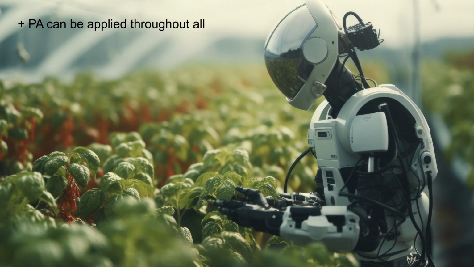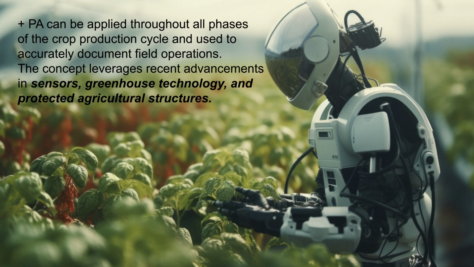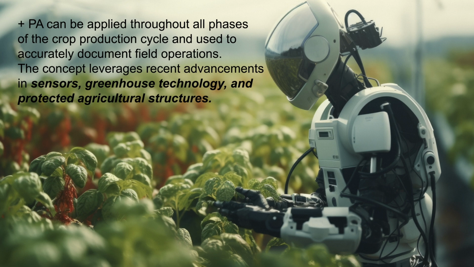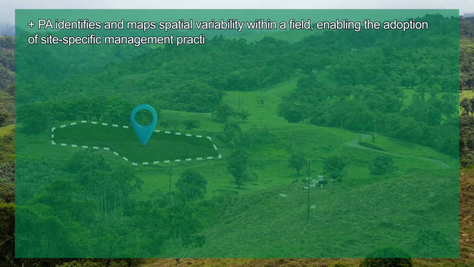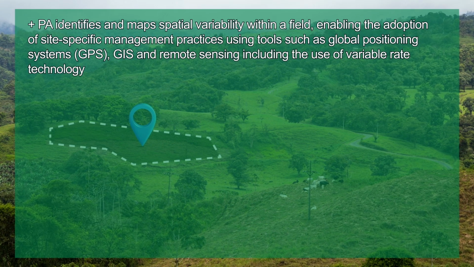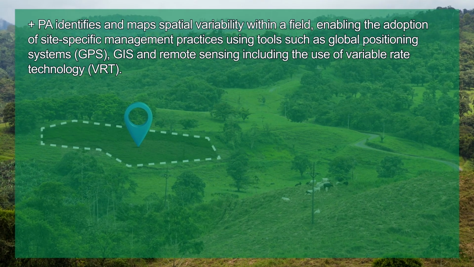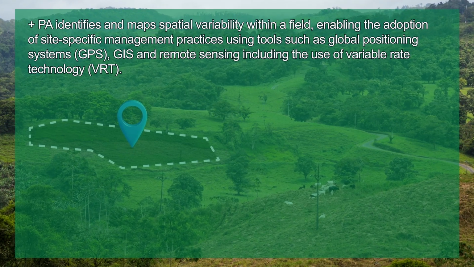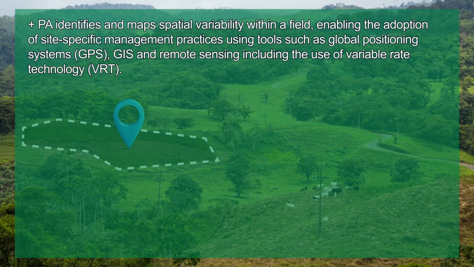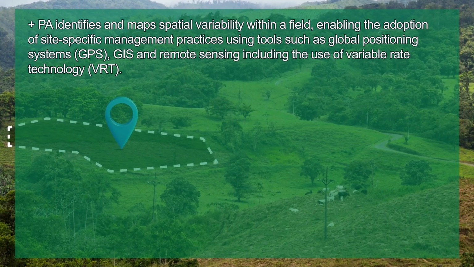PA can be applied throughout all phases of the crop production cycle and used to accurately document field operations. The concept leverages recent advancements in sensors, greenhouse technology, and protected agricultural structures. PA identifies and maps spatial variability within a field, enabling the adoption of site-specific management practices using tools such as global positioning systems, GPS, GIS, and remote sensing, including the use of variable rate technology, VRT. This approach thus focuses on optimizing economic and environmental benefits by reducing the use of farm inputs.